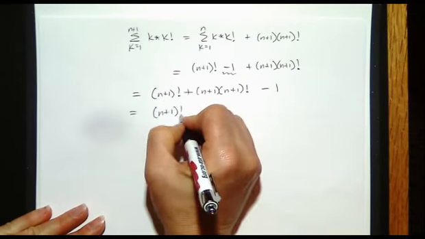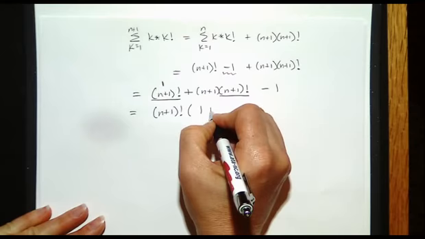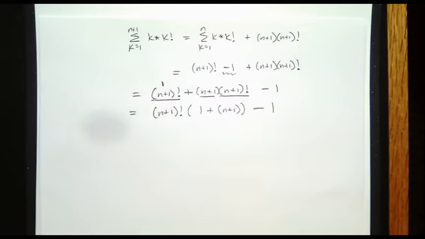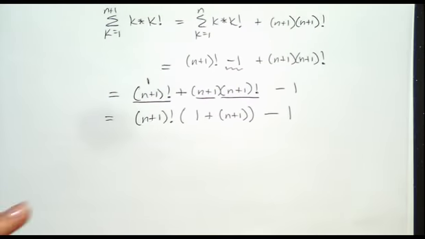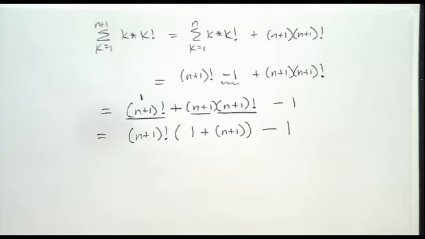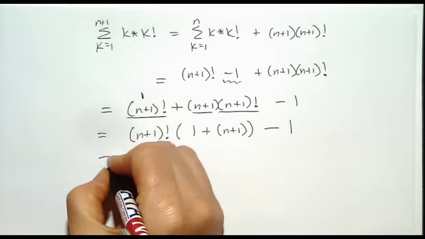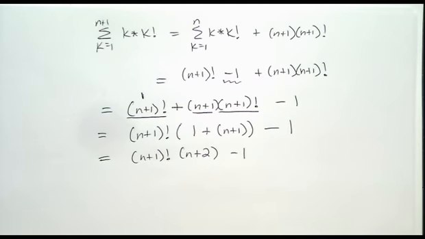Factor out an n plus 1 factorial because it's in both of the terms. And what I get after I factor it out here is a 1. So I get 1 plus the quantity n plus 1. And then I still have the minus 1. So I factored out an n plus 1 factorial out of the first two terms. And inside the parentheses, we have what? N plus 2. And so is there any magic you can do to finish this problem?